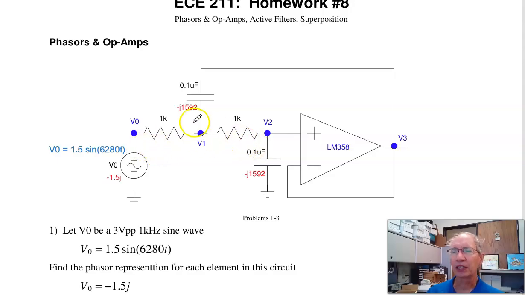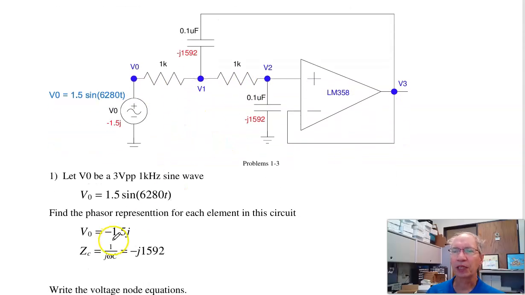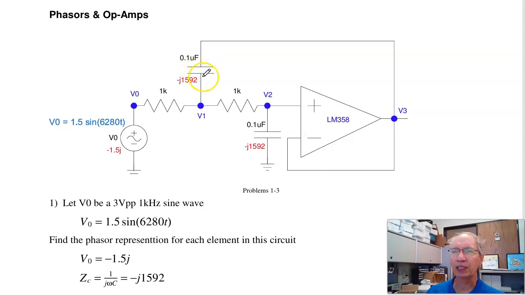Resistors don't change. The capacitor becomes 1 over j omega C. Plug in omega is 6280, C is 0.1 microfarad. Then this is minus j 1592 ohms. And that's about it. Okay, so here's the phasor representation.